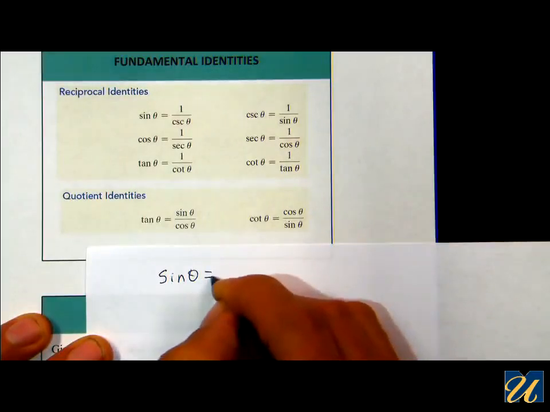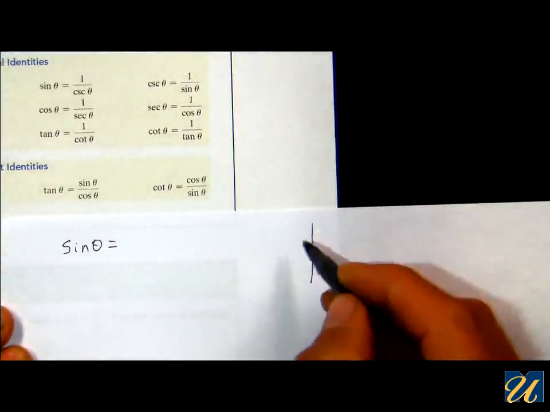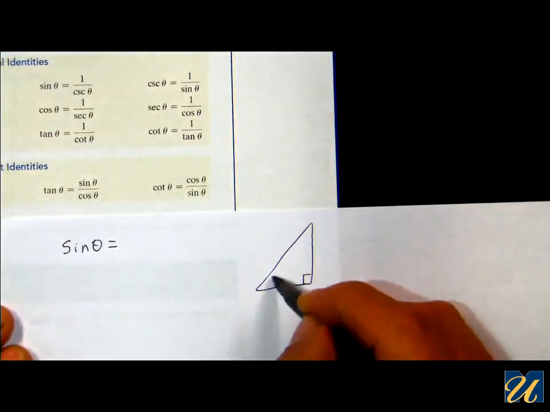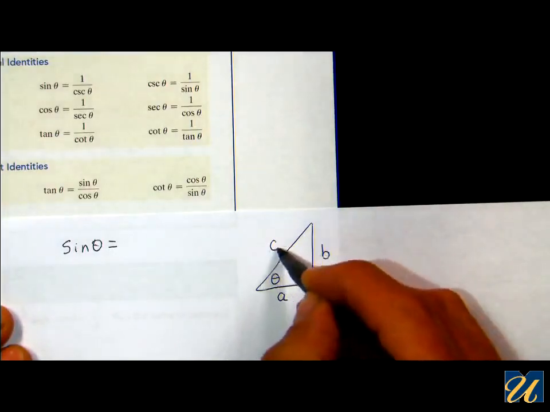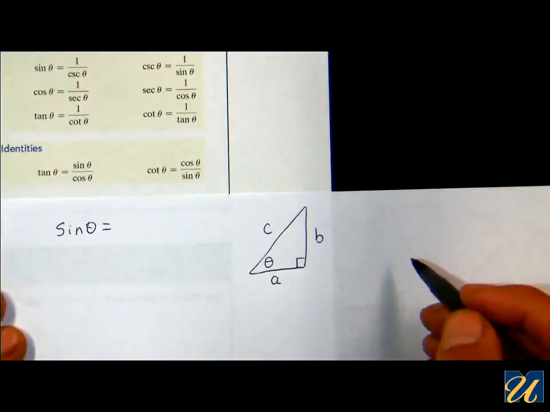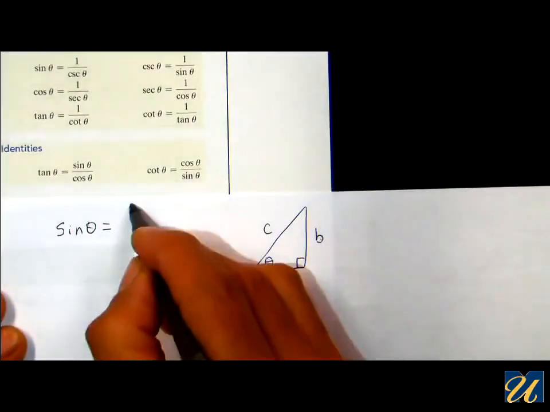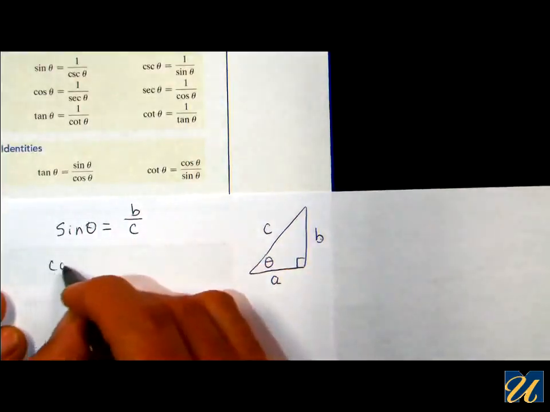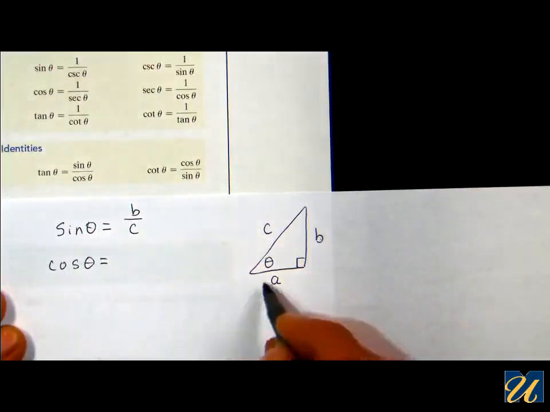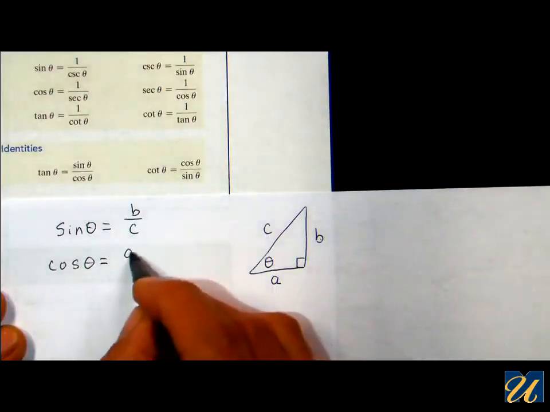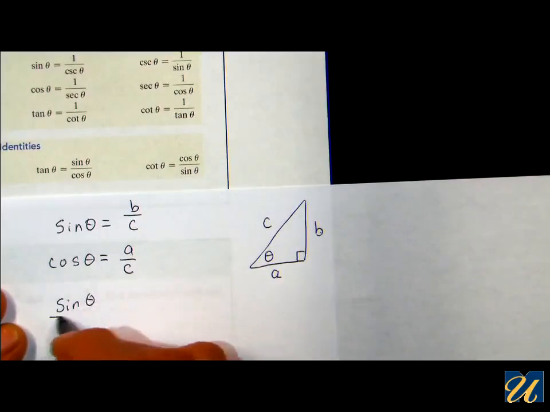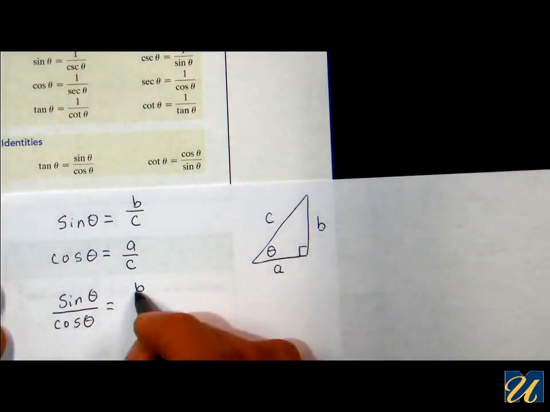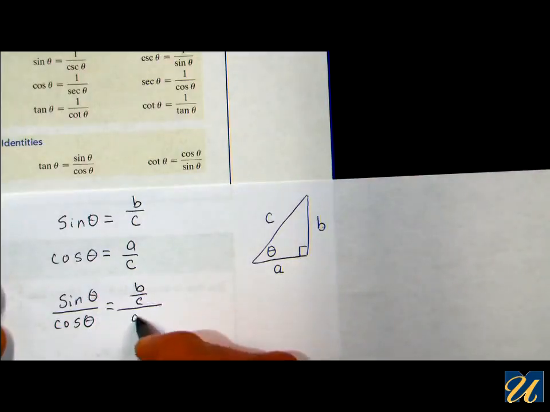Sine theta, let's get a right triangle here for reference. Let's put theta there, and we'll do A, B, and C. Sine theta is opposite over hypotenuse, so that's B over C. Cosine of the angle is adjacent, so that's A over C. And if we take the sine and divide it by the cosine, then we get B over C all divided by A over C.